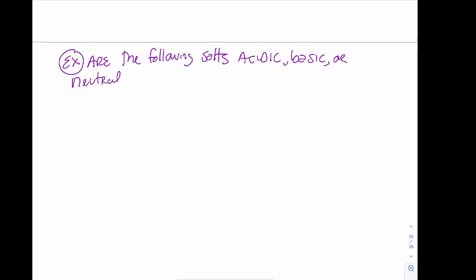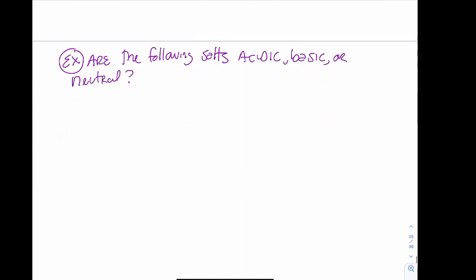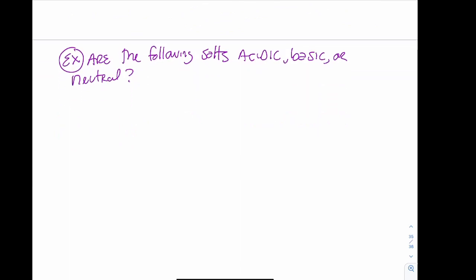So are the following salts acidic, basic, or neutral? And then "I need more information to tell" is also an option, right? You can't tell if the salt comes from a weak acid, weak base solution, right? We would need the Ka and the Kb to be able to tell. So that is also an option. So I'm just going to list them here.